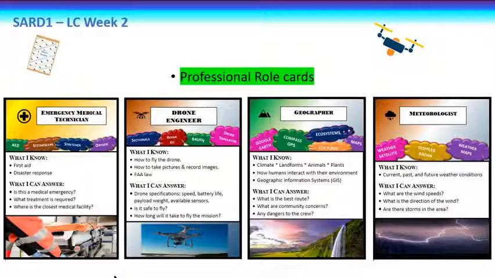And then these are the professional role cards. So we're going to attack this mission from the point of view of a team that has specific talents and skills. All right. So we have our emergency medical technician. Obviously, we need someone to take care of this snake bite issue. We have our drone engineer. That's pretty obvious. We need someone who knows about drones and can fly them. We also need a geographer. This is the person who knows the lay of the land. They know this park. They know the trails. They know the dangers. And then we also have a meteorologist who is really critical when it comes to drone flight because drones do not do well in certain types of weather. So we have to know what we're dealing with.